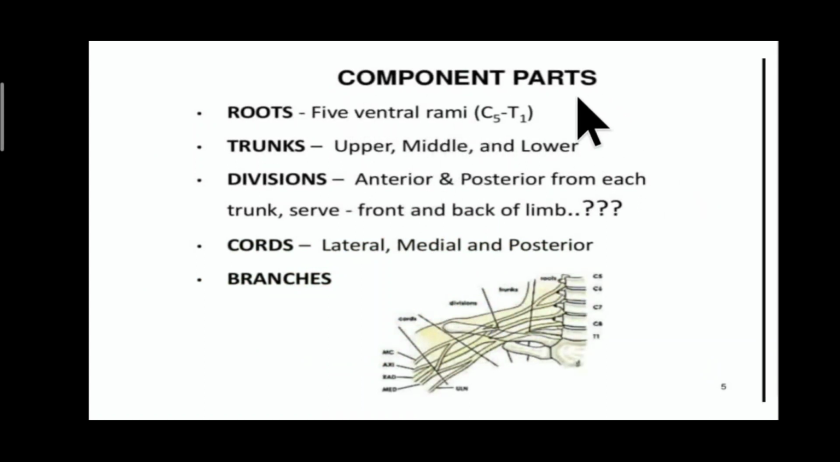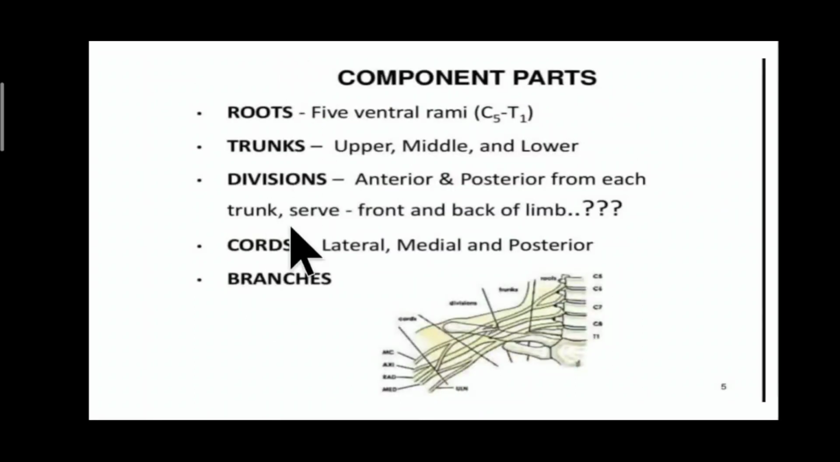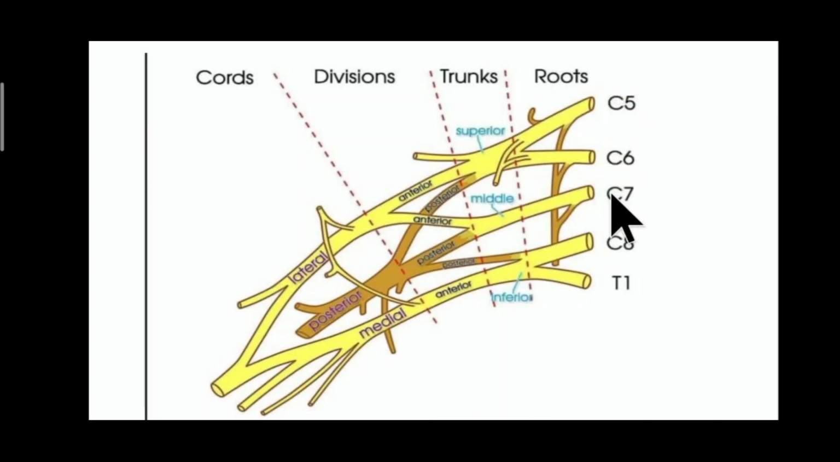Now let's see the components of brachial plexus. See, this brachial plexus has roots, trunks, divisions, cords and branches. Now we will discuss how these are formed. See, roots. These C5, C6, C7, C8 and T1 are all the roots, and these roots form the trunks.